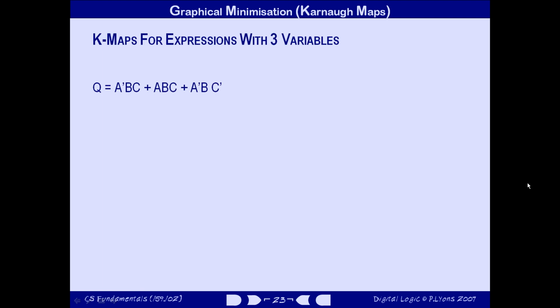The last slide covered minimization of expressions with 3 terms. Now we're going to deal with minimization of expressions with 3 variables. They aren't the same thing. The variables are the a's, b's and c's and so on. The terms are the expressions that result from combining variables with the AND operator, a and b, or not a and b, and so on. So here we've got an expression that involves 3 variables, a, b and c.